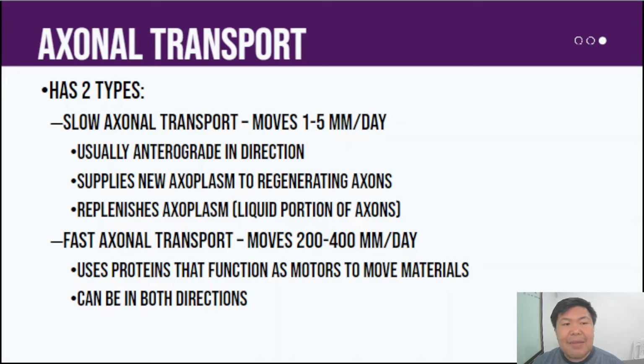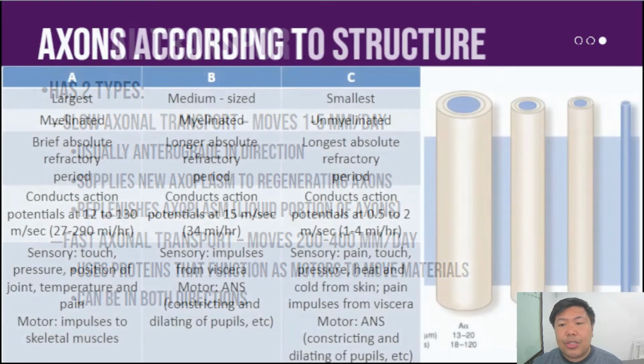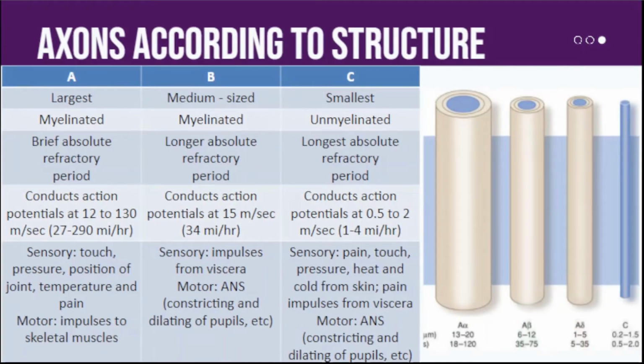Now, why is this important? And what are the factors contributing to the differences, no? Bakit may slow axonal, bakit may fast axonal? This is because there are different types of axons present in the nervous system. There are type A axons or type A fibers, type B, and type C.